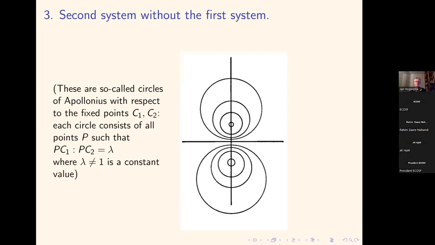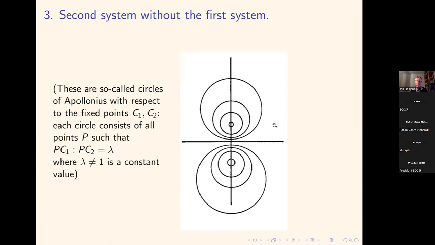Here is a picture of the second system without the first system. I should have drawn these figures myself, but I didn't have time. And therefore, I plagiarized them from some books. Hopefully, it will be possible for me to draw them in the future in a more decent way.